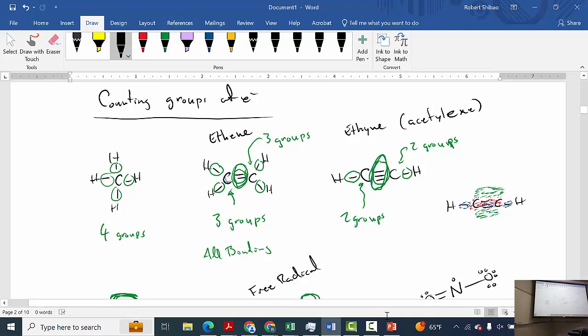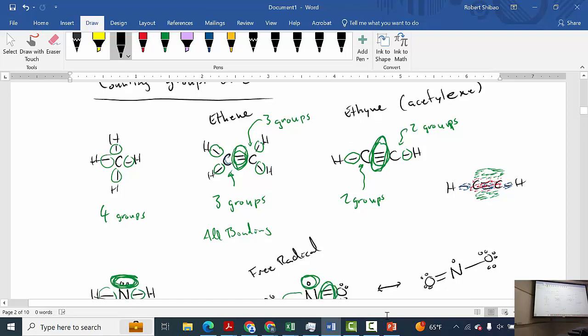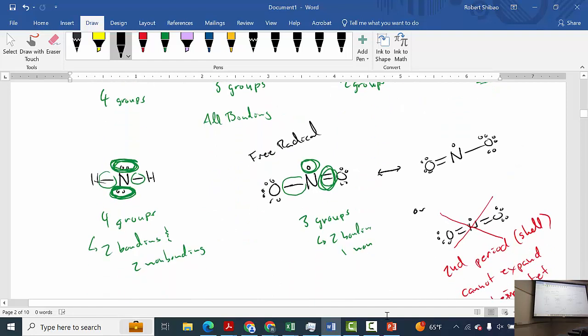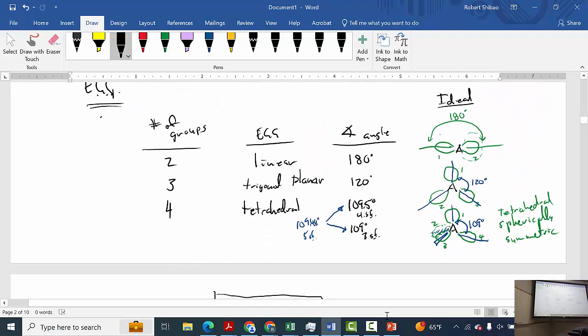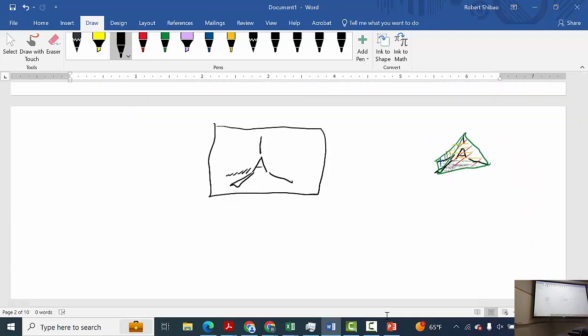So let's take a look at the electron group geometries. What's the EGG for this one? Tetrahedral. That means 109 wedge dash. What's the electron geometry for the left carbon? Trigonal planar. What's the electron geometry for the left carbon here? Linear. For the nitrogen here? Tetrahedral. For this nitrogen? Trigonal planar. Good.